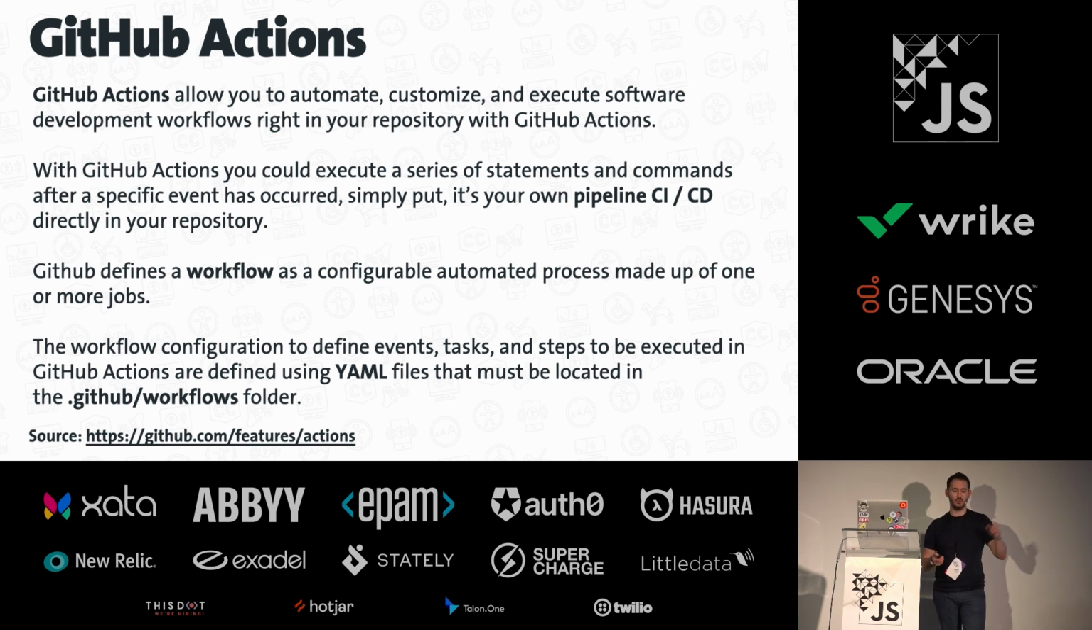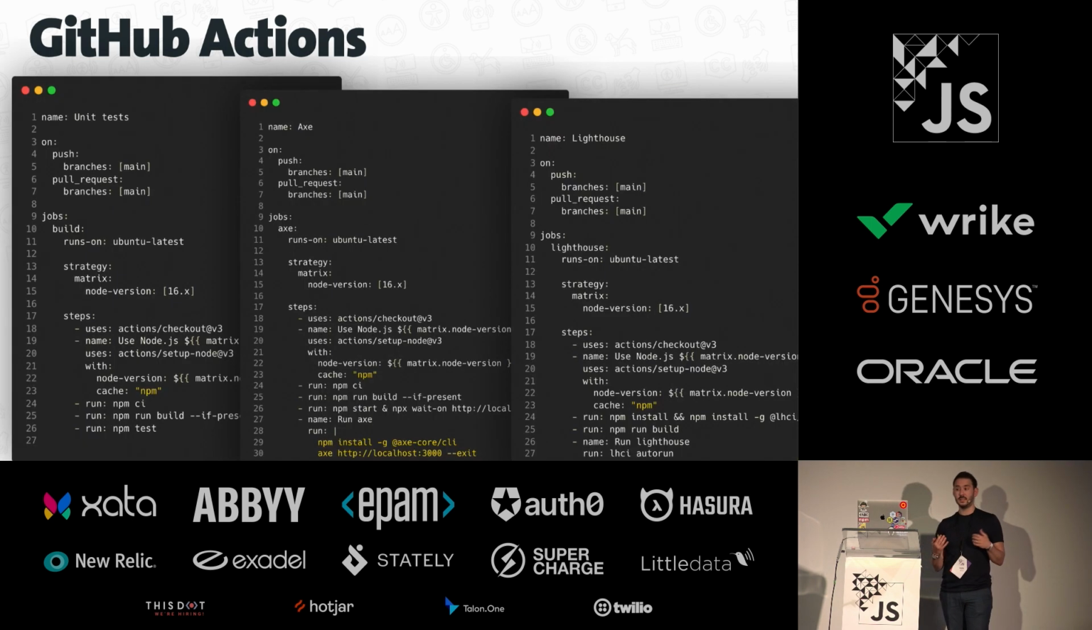So, you need to place them in a GitHub workflows folder. What I did is create one GitHub action for each CLI tool, plus the unit test. So I have one for unit test, one for Axe, one for Pa11y, and one for Lighthouse. I want every GitHub action to run every time someone pushes to my main branch, or makes a pull request to my main branch.